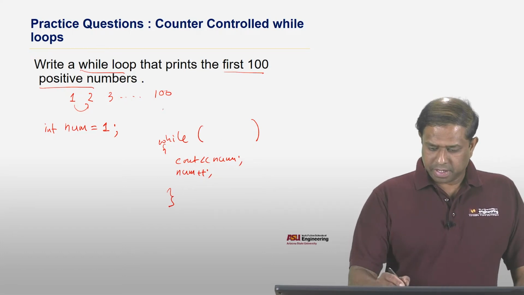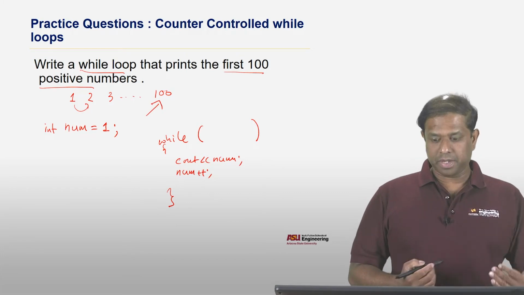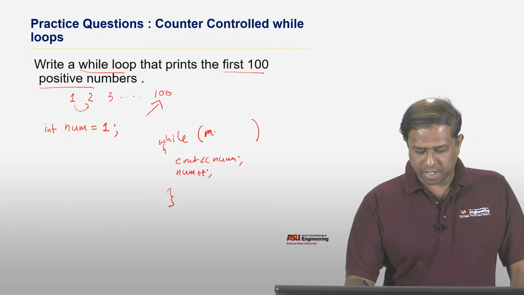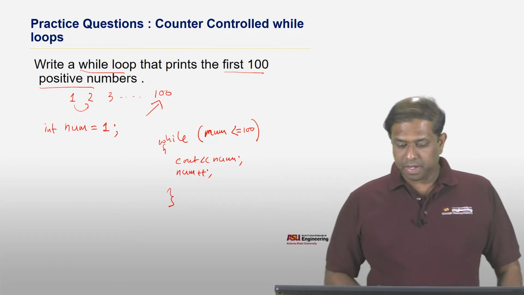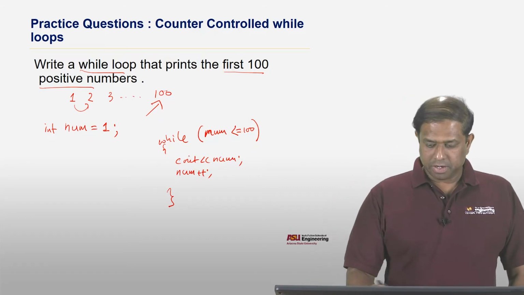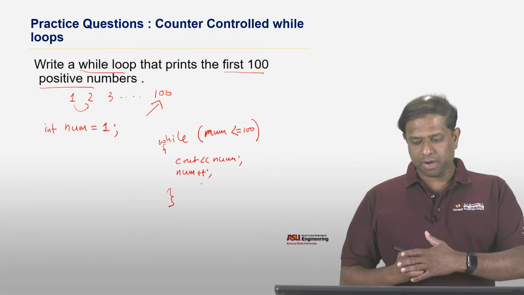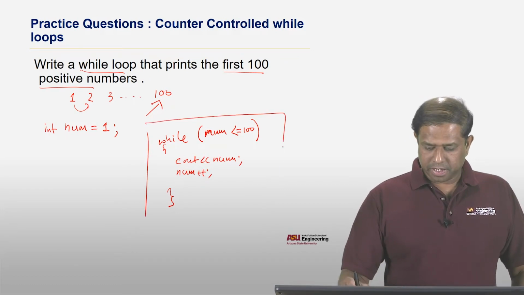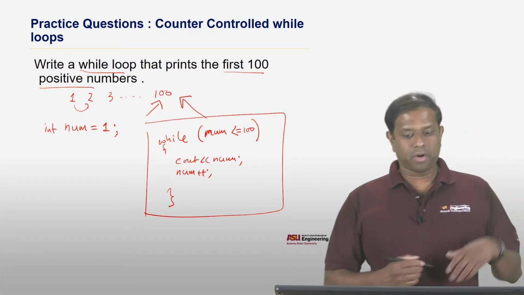Now what is the stopping condition? We are going to stop when the number is greater than 100, right? Because you are going to display the number until it is 100. So therefore the while condition we can put something like num less than or equals to 100, right? When number equals 100, we come inside the loop, display 100 and then increment number by 1. At that point number becomes 101. Then this condition fails and we get out of it, right? So therefore this while loop right here is going to display the first 100 positive numbers.